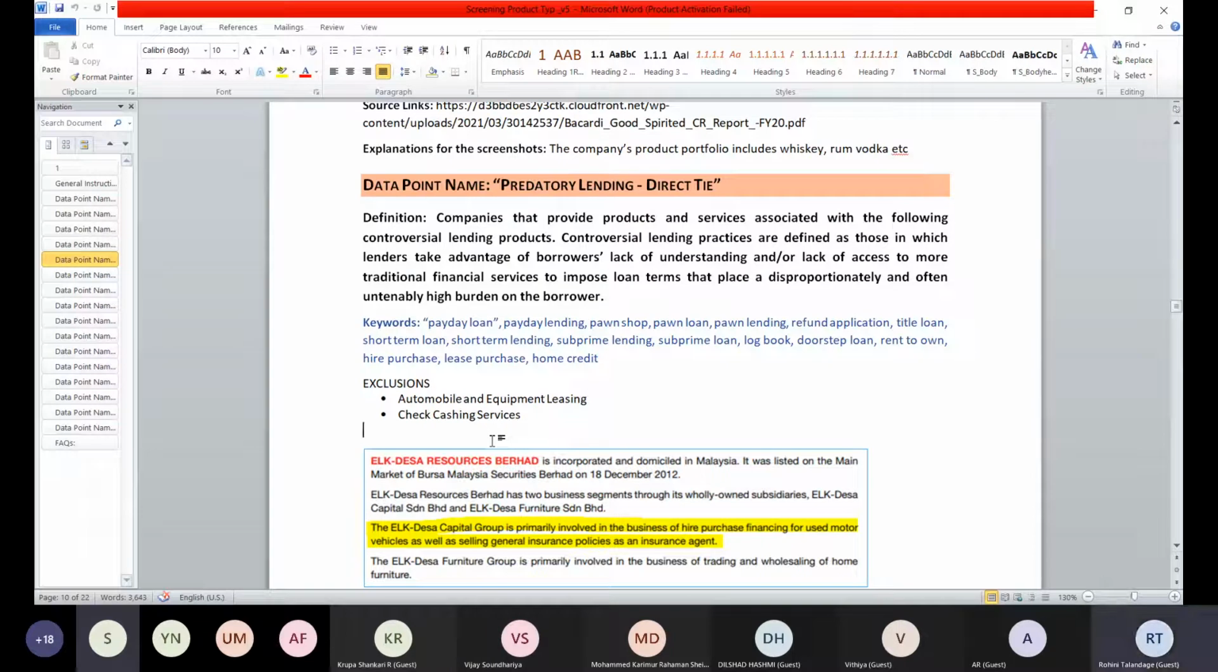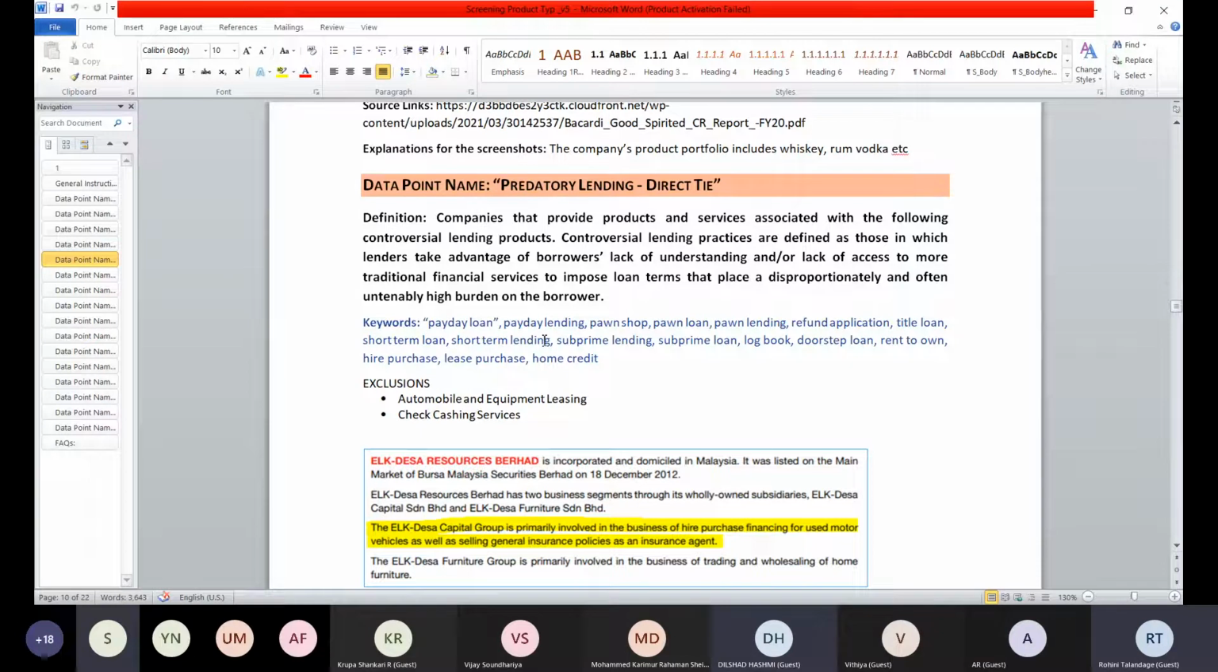Now the predatory lending direct tie. This is our next data point. Does anyone know anything about predatory lending? If you don't know, you can just say no. No, ma'am. Don't know, ma'am.